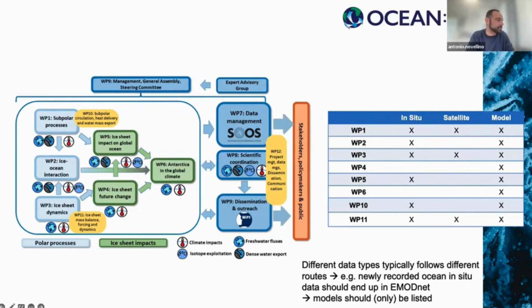And then, of course, this is also important, that we already said many times, but different types of data may follow different routes, because, for example, in the case of the in situ data, we have nowadays that EMODnet has been identified by the European Commission as the main European hub for in situ data. So we need to make every effort in order to make the OceanEyes in situ data visible and federated into EMODnet.